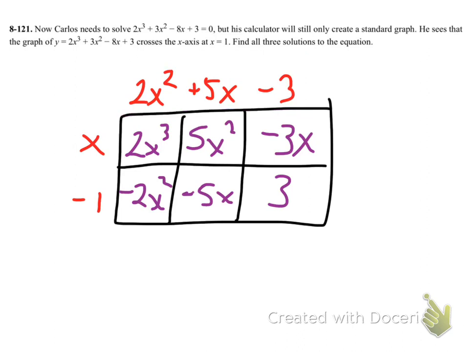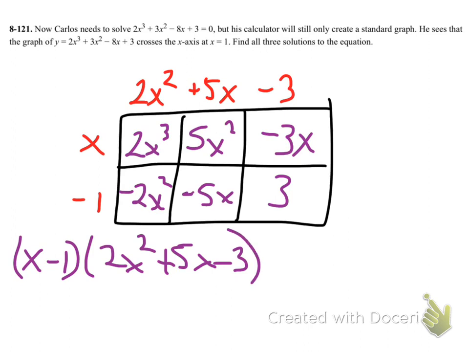So now my factors are x minus 1 times 2x squared plus 5x minus 3. Those are my factors that equal the polynomial 2x cubed plus 3x squared minus 8x plus 3. So what I want to do is figure out when does this now equal 0. So zero product property, x minus 1 equals 0, and that's easy enough to solve. That's the 1, and that's actually the one we started with.